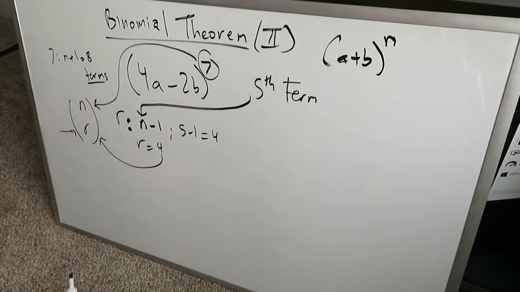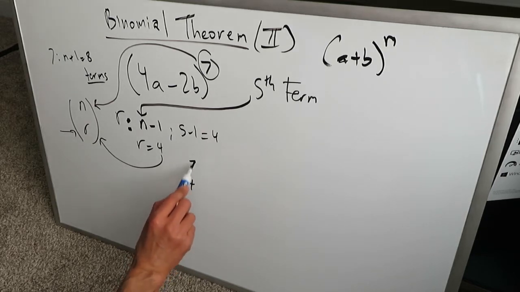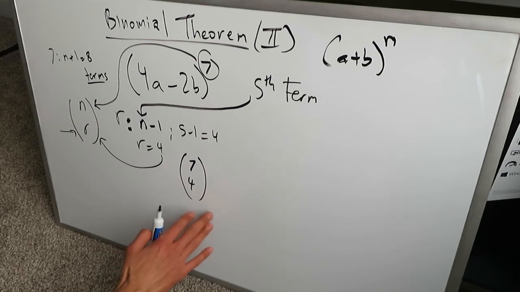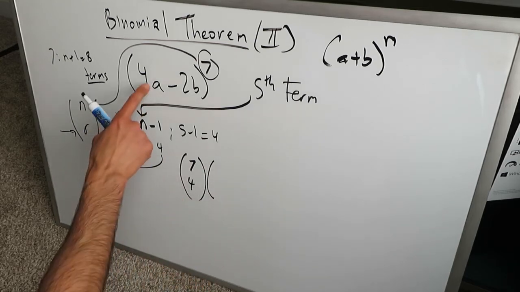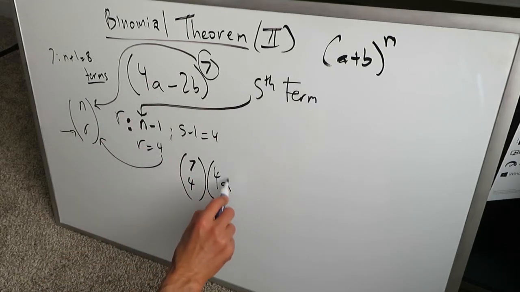And you have everything you need now to expand this out. And you're going to write it as this 7, 4. And you know what you're going to do over here. It's basically the combinatorial coefficient, but we will work all of that out. You will put your exponent term, the first base for the first exponent, 4a.